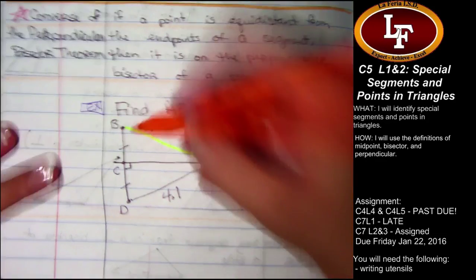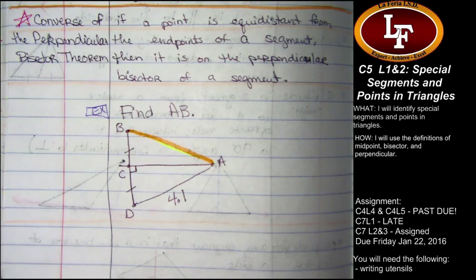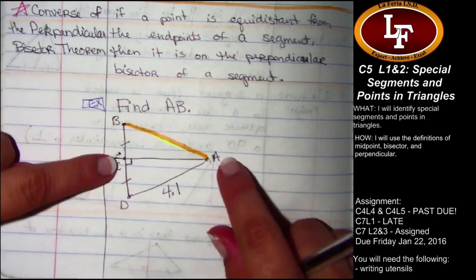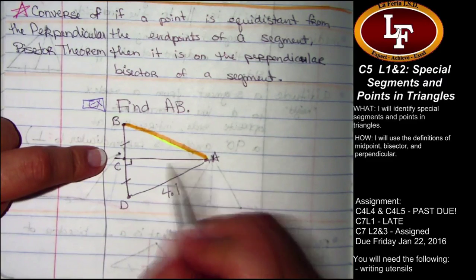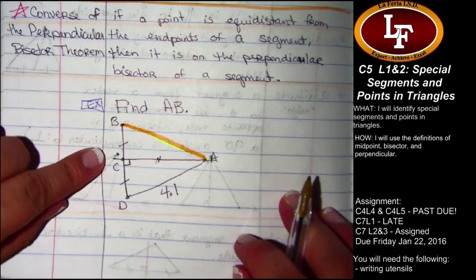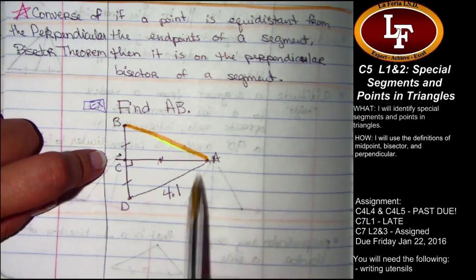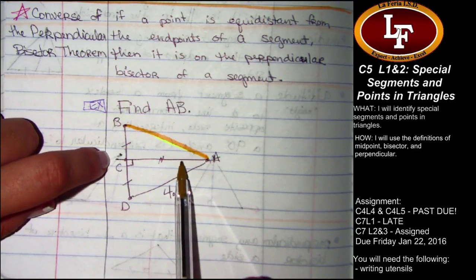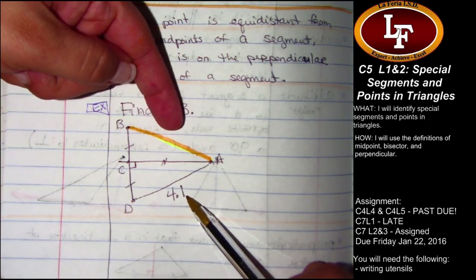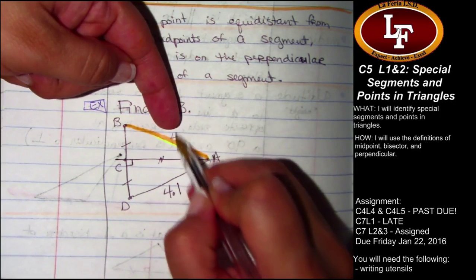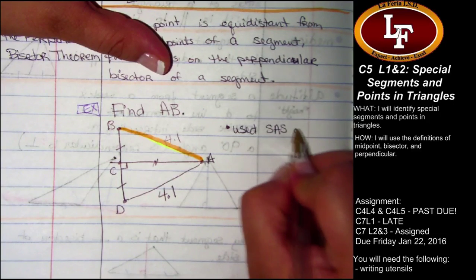It's not showing up very well. Let me use a darker color. What do I know? That CA is congruent to itself. Yes, we can totally say that. And now I have some triangles. This is the same sort of thing we did at the top. We have two triangles, side angle side, or leg leg because they're both right triangles. That gives us that they're congruent, which means these two are congruent, which means this is also 4.1. For that example, we used side angle side or leg leg.